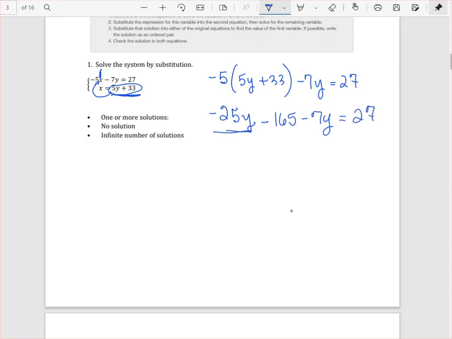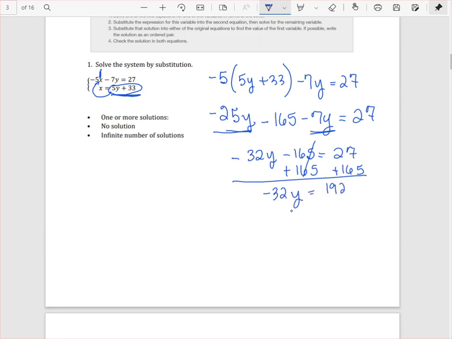I'm going to combine these two because they're on the same side, so you don't change signs on anything. You just combine them. And then plus 165. Then I'm going to divide by negative 32, and I get y equals negative 6.